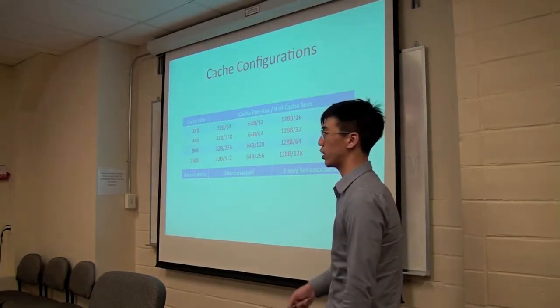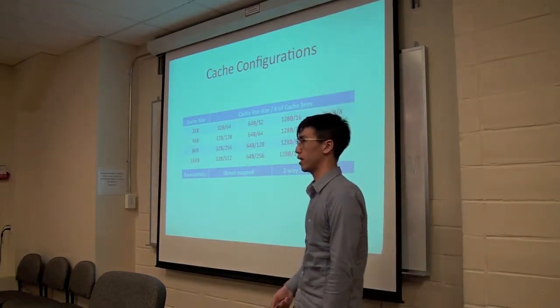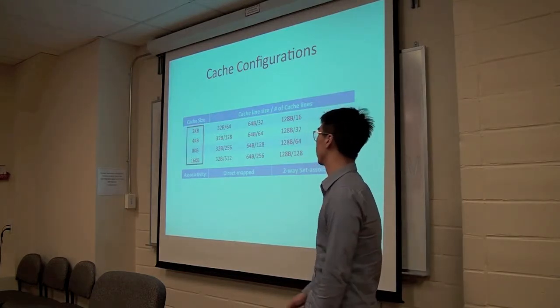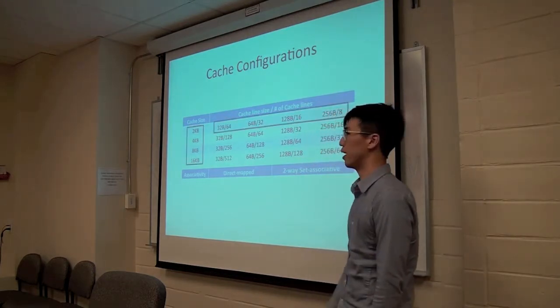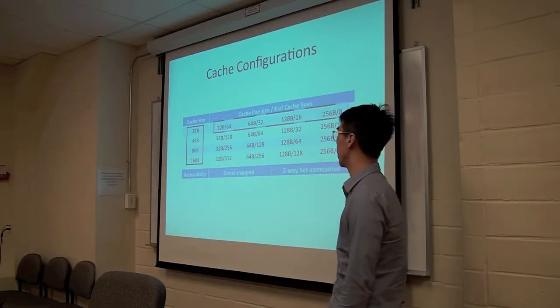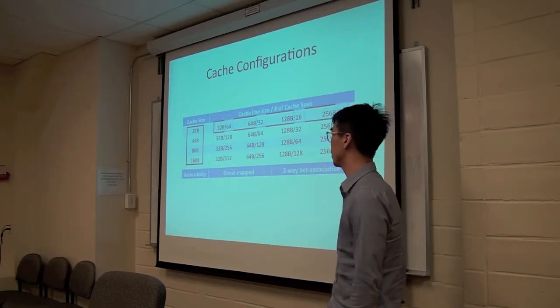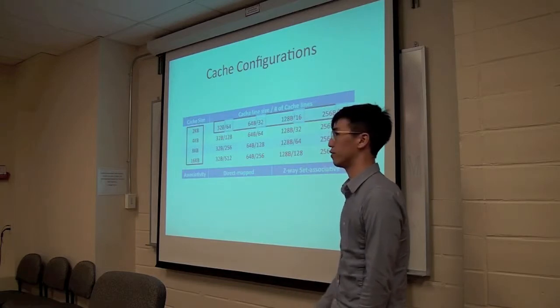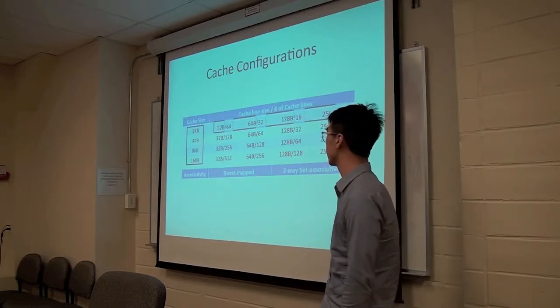For each one of these architectures, we evaluated 16 different cache configurations: 4 different cache sizes, and for each cache size, 4 different line sizes. And as the line size increases, the number of lines in the cache decreases accordingly. We also evaluated the direct map cache versus the two-way set associative cache.